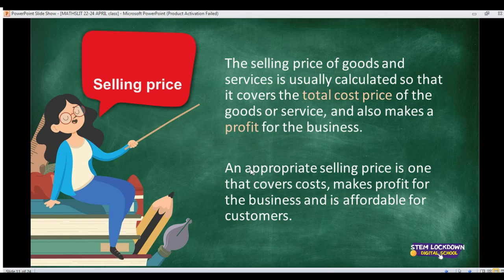But if businesses are selling alcohol right now or cigarettes, they are shut down and they can't sell, unfortunately, for this period. So they won't be able to cover their costs and they won't be able to make any profit during this time. So selling price is what? It is the total cost price plus profit, and you get your selling price.